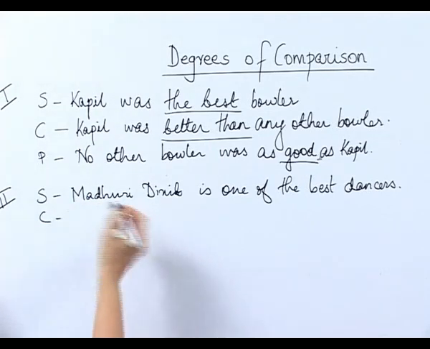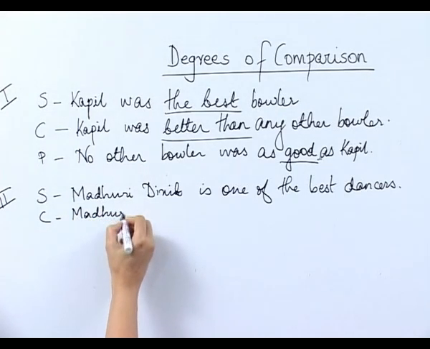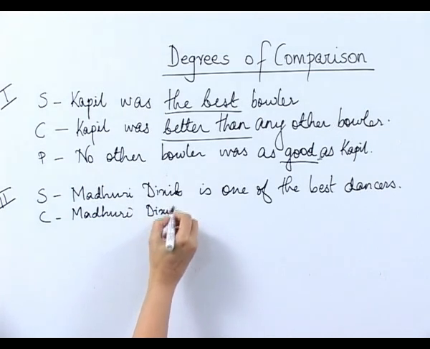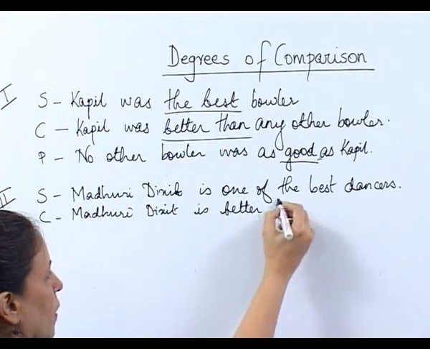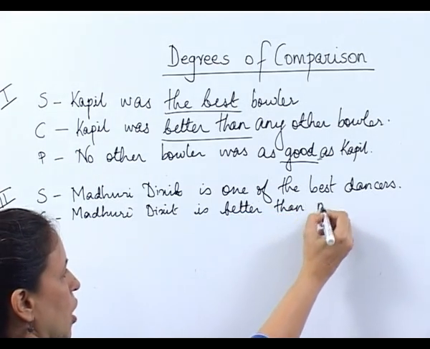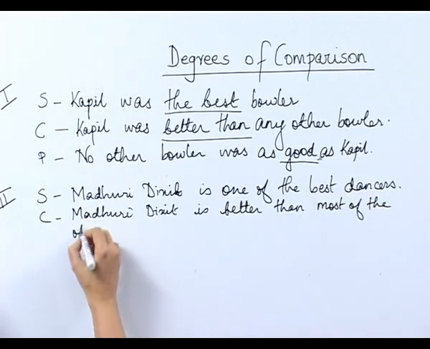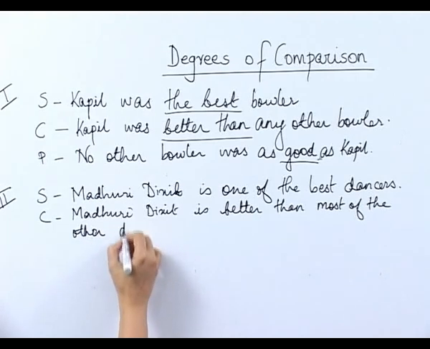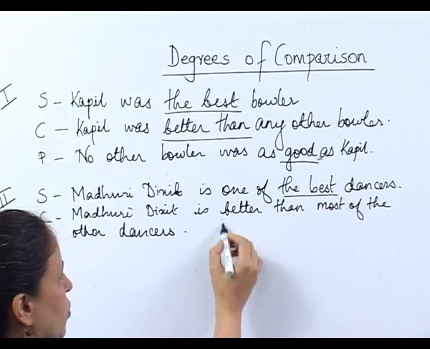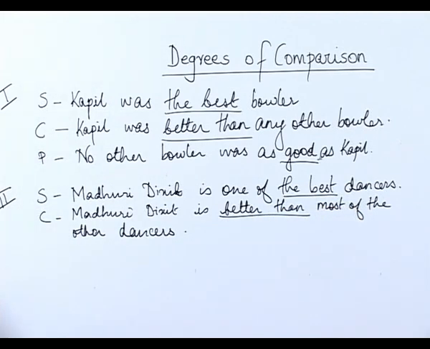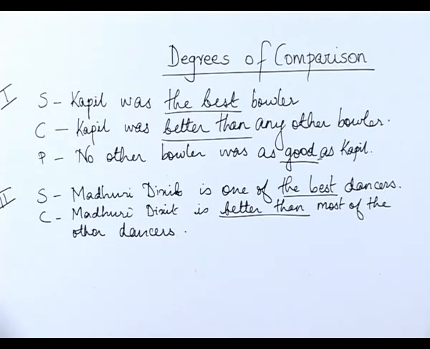So when we compare her with others, Madhuri Dixit is better than most of the other dancers. Here we have the best, here we have better than. But she's not better than all the other dancers, but she's better than most of them.